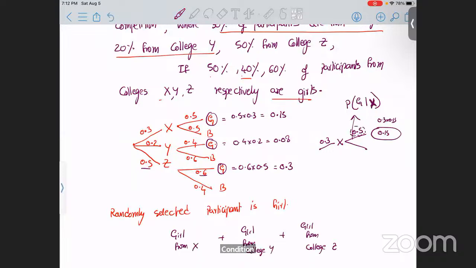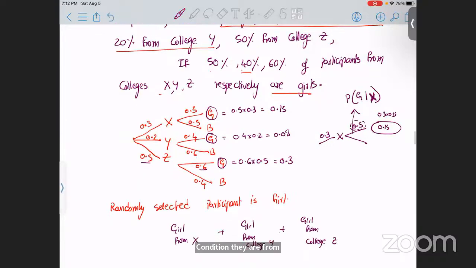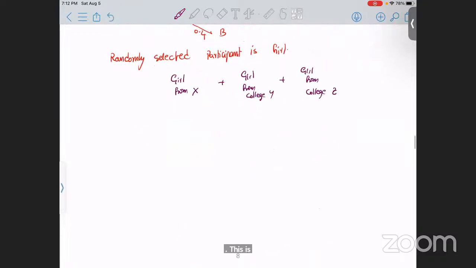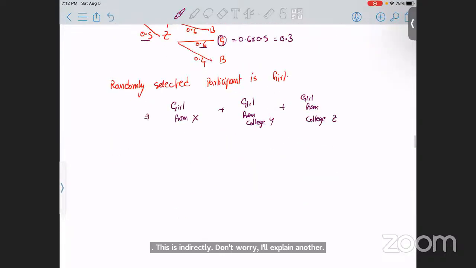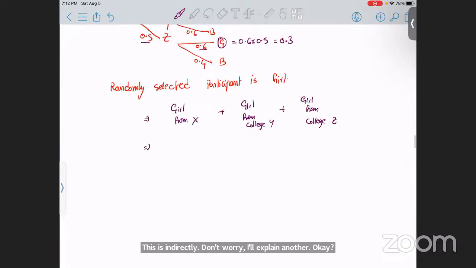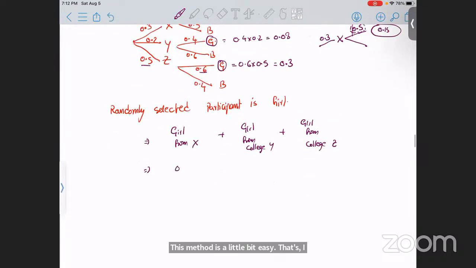Don't worry, I will explain the other method also. This method is a little bit easy, that's why I explained it first. So the total probability of a girl is 0.15 plus 0.08 plus 0.3. The total is 0.53.